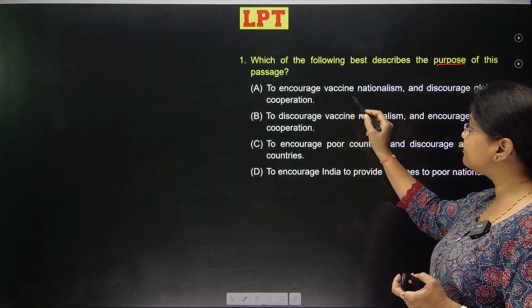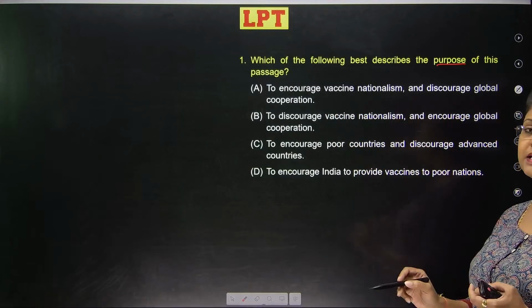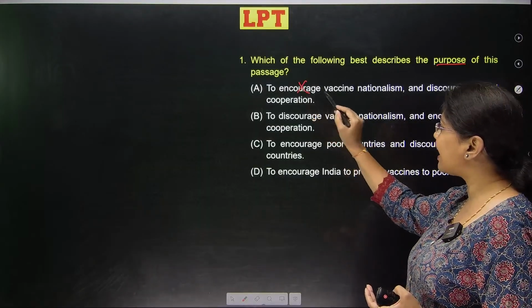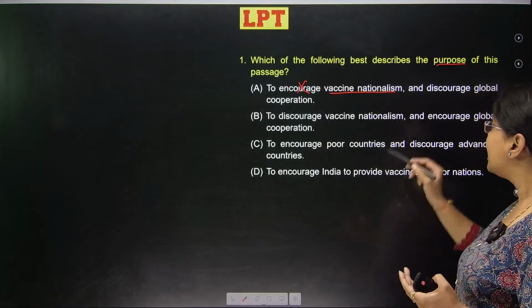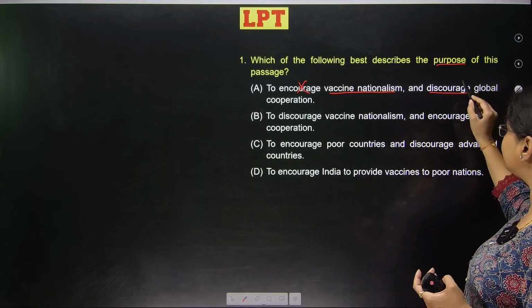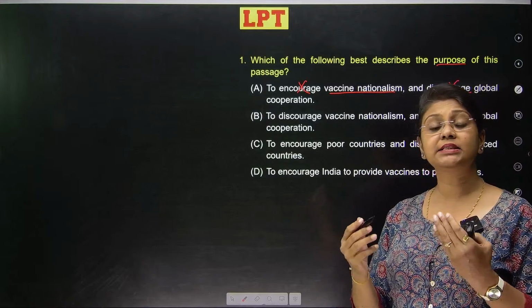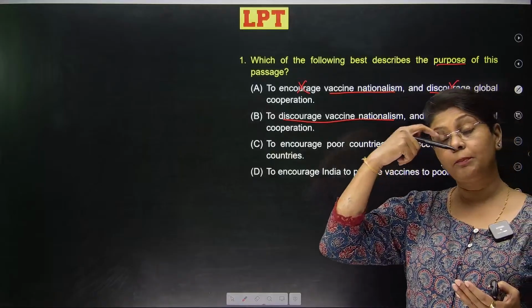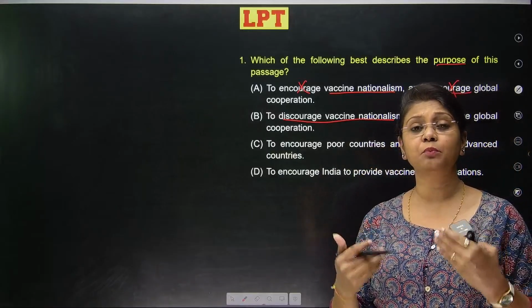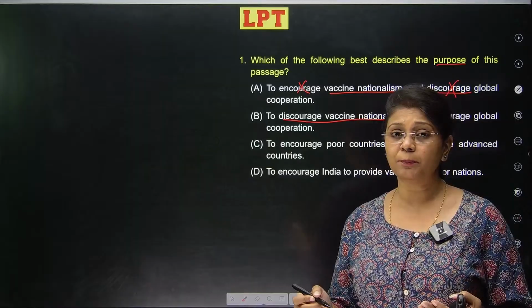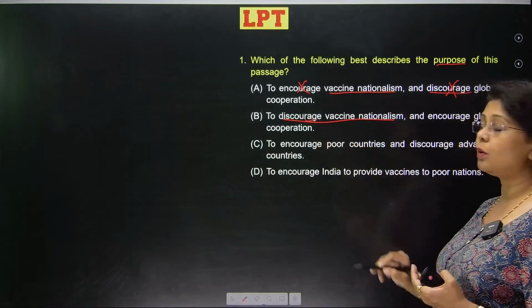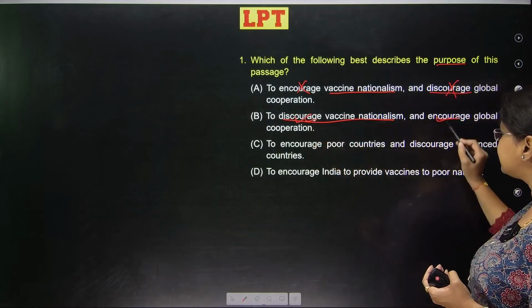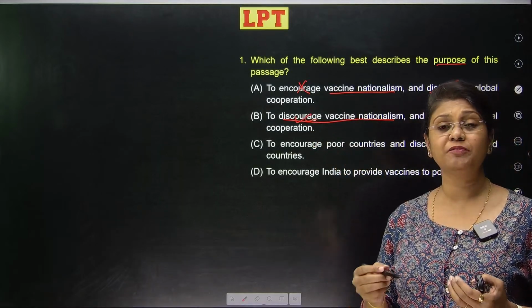It says to encourage vaccine nationalism and discourage global cooperation. This is just the opposite of what the passage is saying, or what the author is saying. We are not encouraging vaccine nationalism, it is just the opposite, and we are not discouraging global cooperation. So this is cancelled out. It is just the other way around, in fact. We are discouraging vaccine nationalism, that is the attempt by the countries to acquire more and more vaccines that would vaccinate their populations many times. So you are discouraging vaccine nationalism and you're encouraging global cooperation. So this is fine and this is fine. Let's look at other options also before we finalize our answer.